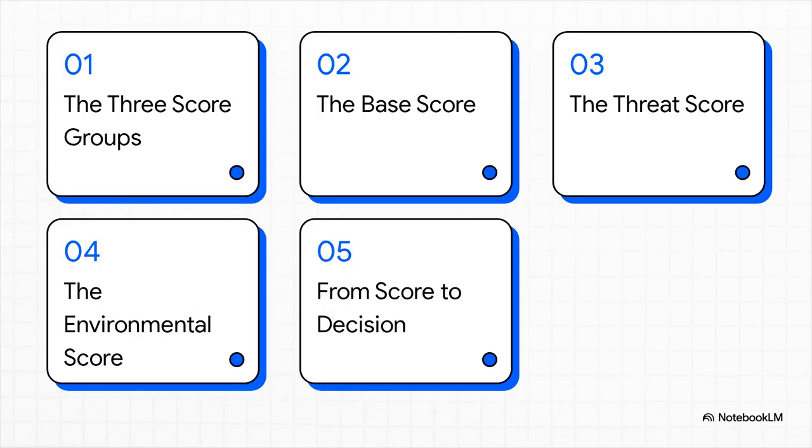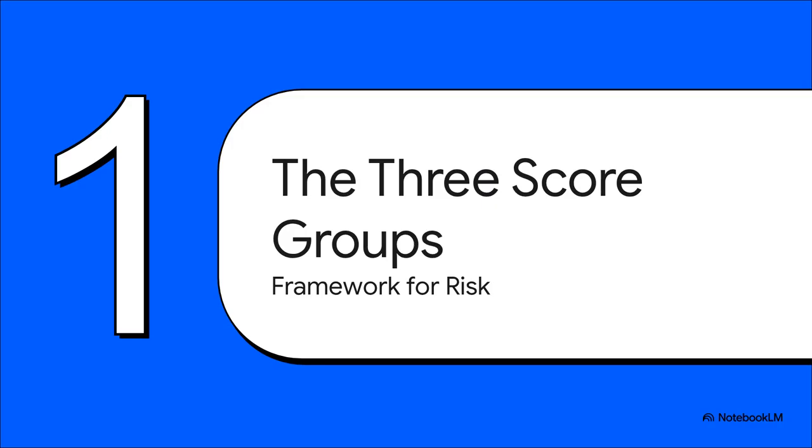So, to really get a handle on this language, we're going to break it down. We'll start with the three big score groups. Then we'll look at how each one builds on the last. From the vulnerability's permanent DNA to its real-world threat level right now, and finally how it actually applies specifically to you.